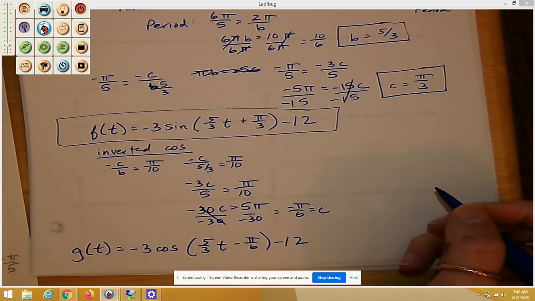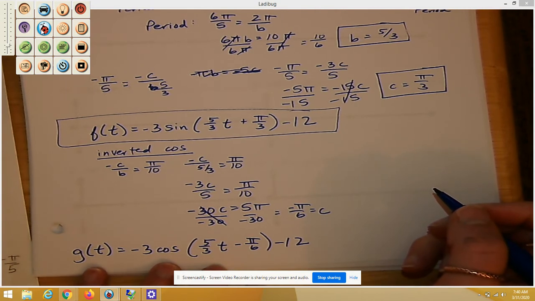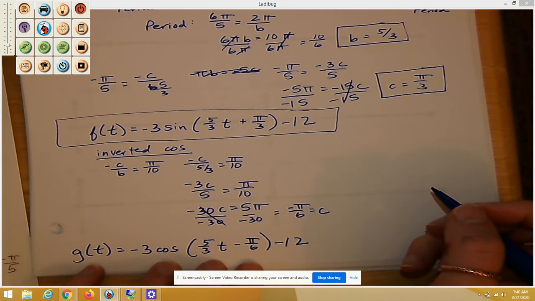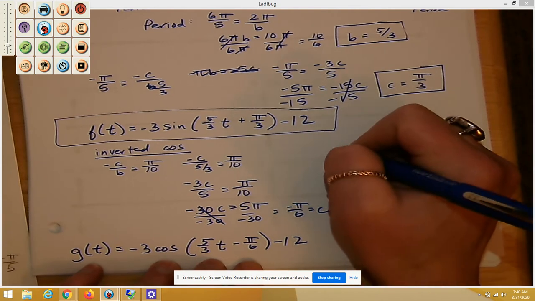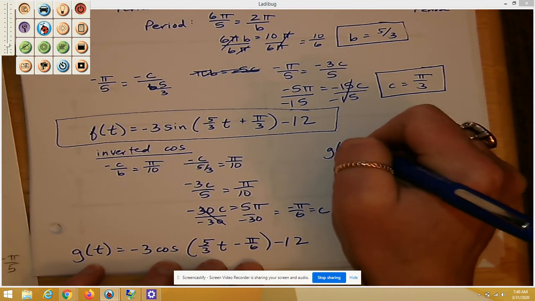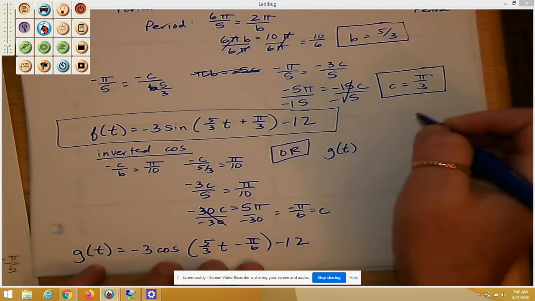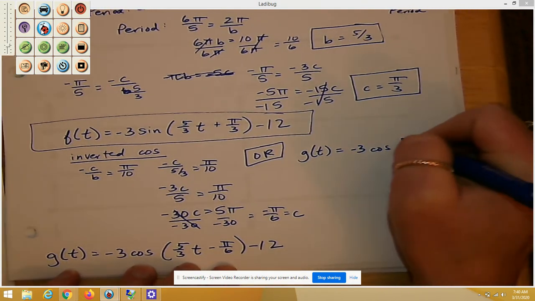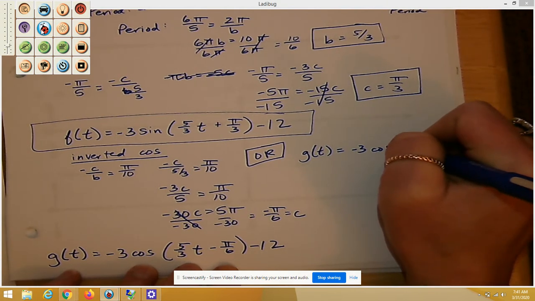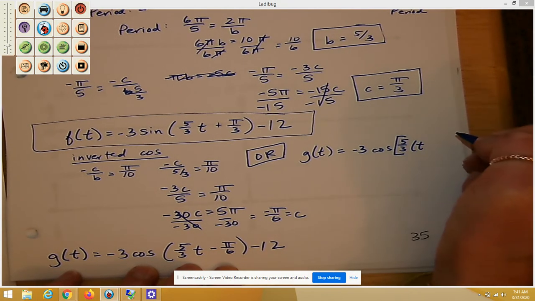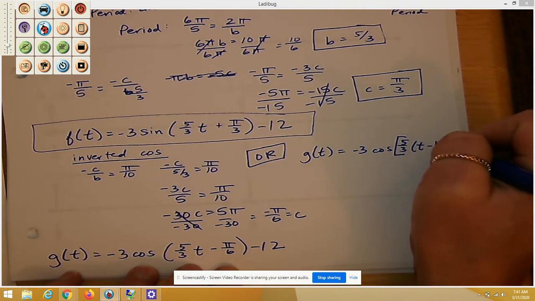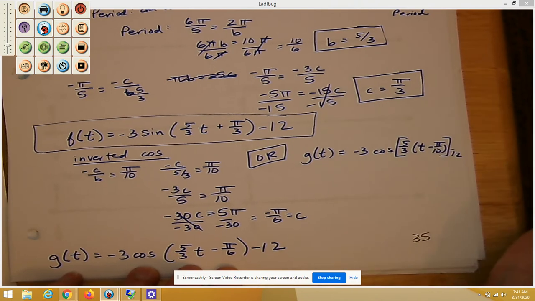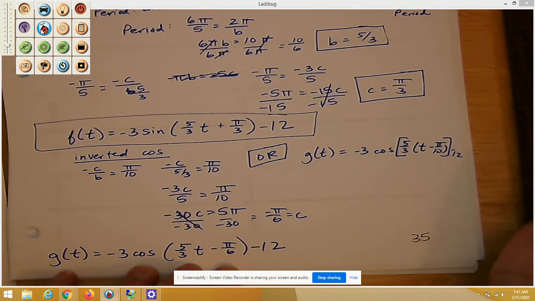Okay, another way that I could do this whole process is by using the factor method. So if I use the factor method at the beginning, I could have said g of t equals negative 3 times the cosine. I would have the 5/3 in front. I would have the t, and I'm going to say minus pi over 10, and then the minus 12 goes at the end. So it's always opposite.